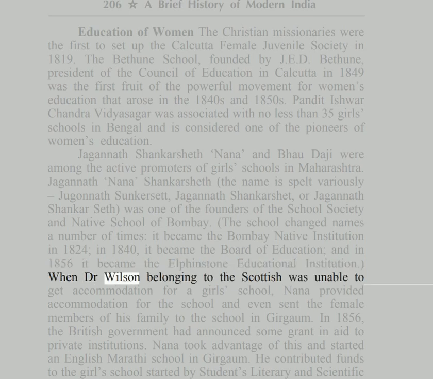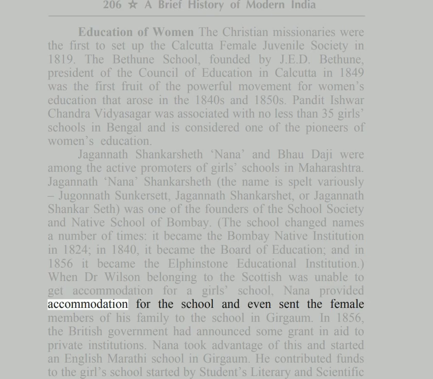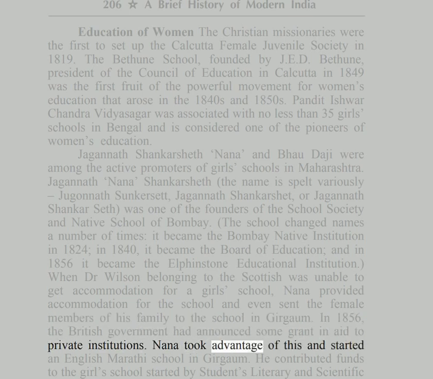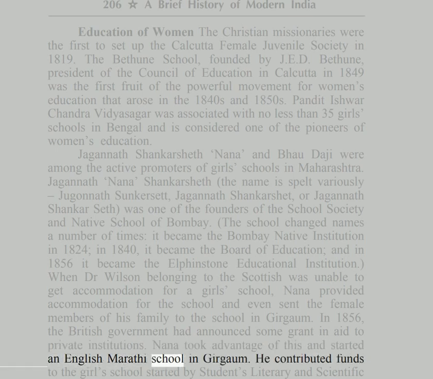When Dr. Wilson, belonging to the Scottish mission, was unable to get accommodation for a girls' school, Nana provided accommodation for the school and even sent the female members of his family to the school in Girgaum. In 1856, the British government had announced some grant in aid to private institutions. Nana took advantage of this and started an English Marathi school in Girgaum. He contributed funds to the girls' school started by the Students' Literary and Scientific Society.